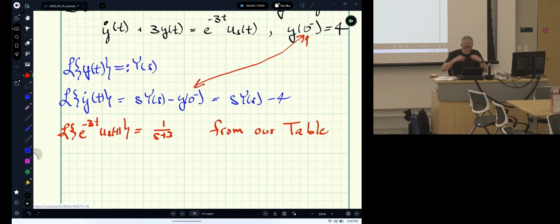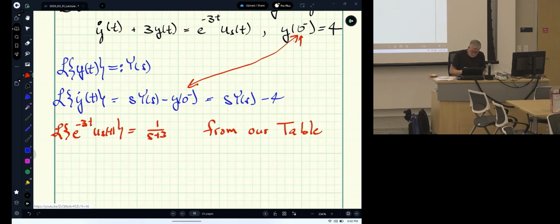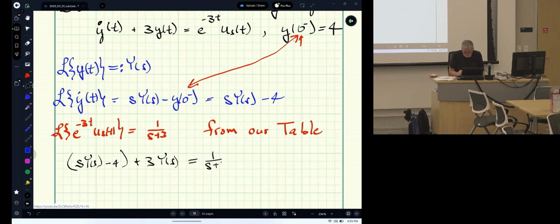Okay, so when we do the Laplace transform of our differential equation, this is the cool part. Laplace transform of y dot, so we have s Y of s minus 4. Then we have 3 times Y of s. And then we have the equals 1 over s plus 3.